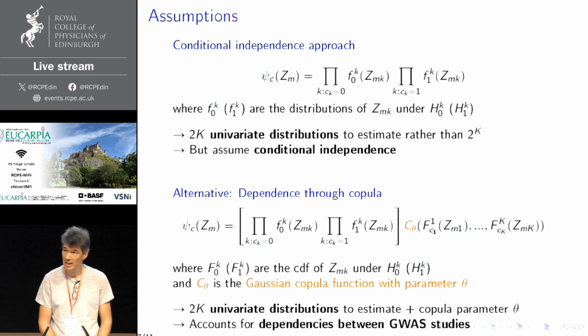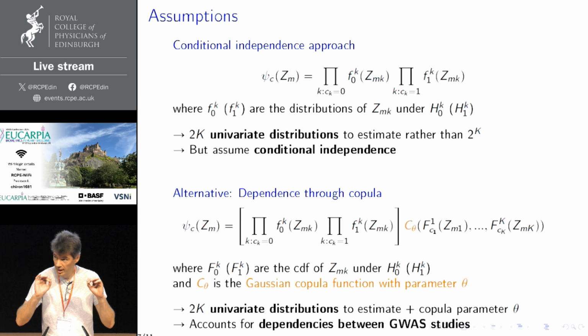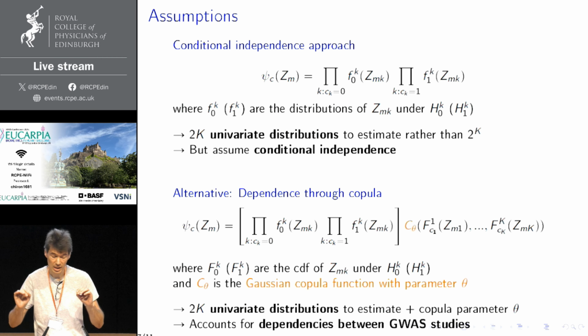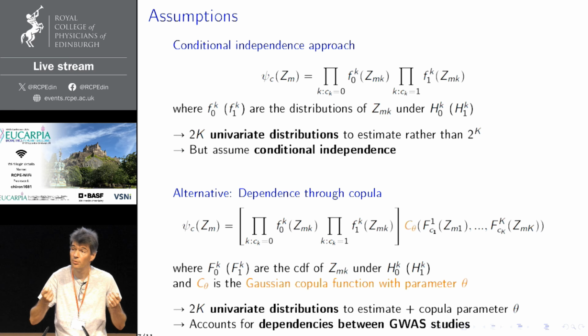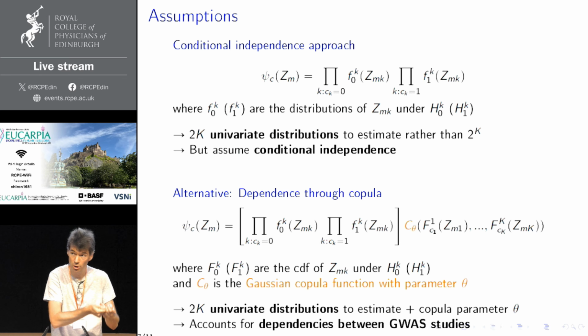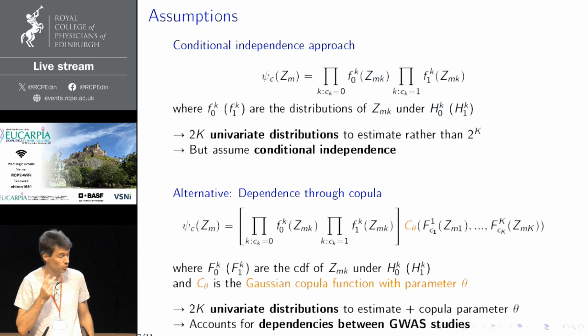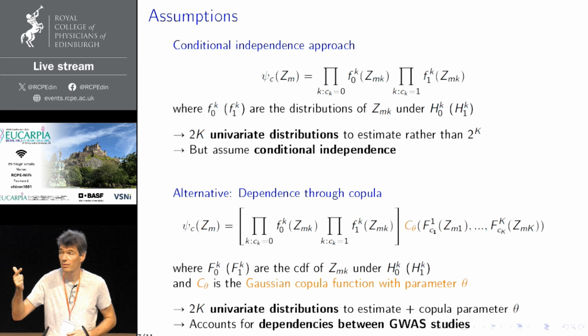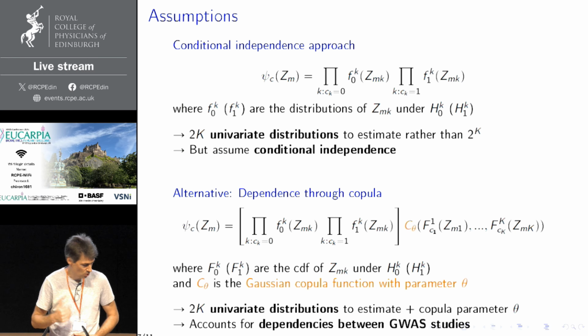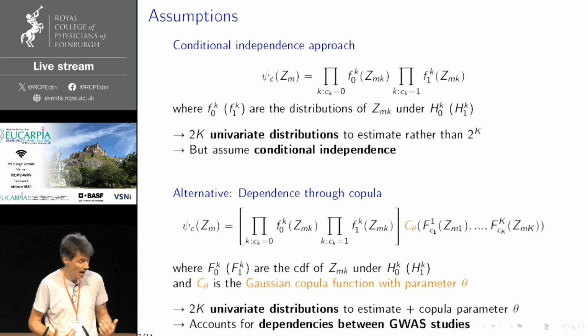The first assumption that we can make is just that this multivariate distribution is a product of univariate distributions. We have k different traits, so we have k distributions, but we have two possible states for the marker in a given trait. It can be under H0 or under H1, so it means that we have 2k univariate distributions to estimate, rather than 2 to the power k multivariate distributions. Of course, it is much easier to do.